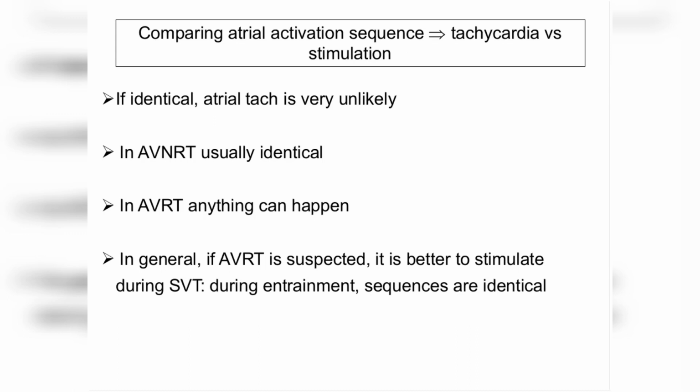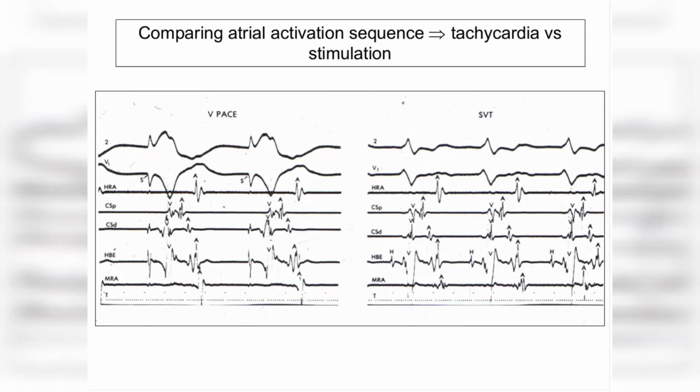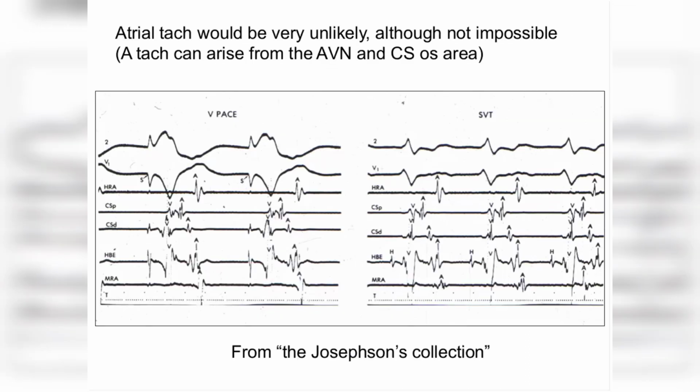However, the caveat here is that an atrial tachycardia can arise exactly at the AV nodal area, and then provide a similar activation sequence, but that is very, very rare. So let me provide you an example here. This slide is taken from the clinical electrophysiology textbook of Mark Josephson, so I call it from the Josephson collection. There are beautiful examples of beautiful tracings there, and this is one of them.